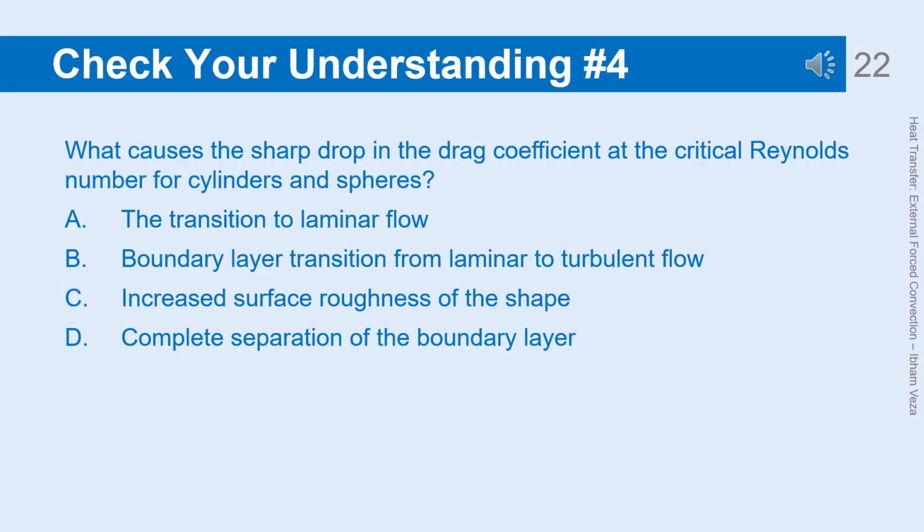Check your understanding number 4. This part reinforces that the sharp drop in drag coefficient at the critical Reynolds number is caused by the transition of the boundary layer from laminar to turbulent. This transition allows the flow to stay attached to the surface longer before separating. As a result, the wake size becomes smaller and pressure drag is reduced. This concept is often referred to as the drag crisis in aerodynamics. This understanding is important to explain why some objects experience a significant drag reduction at certain speeds.